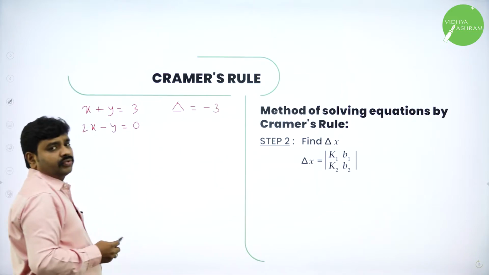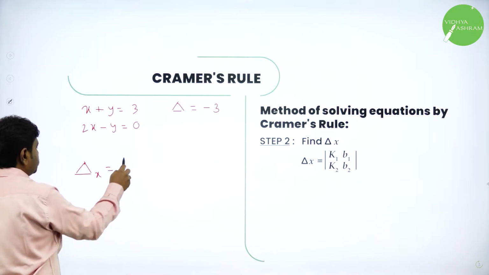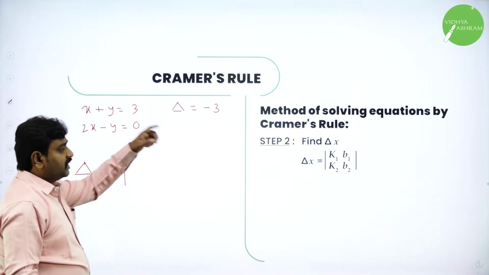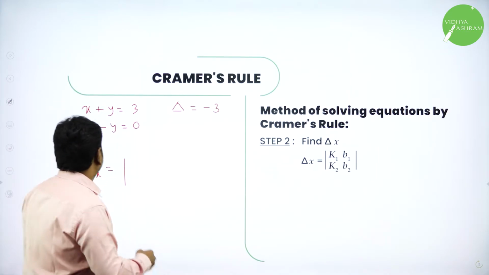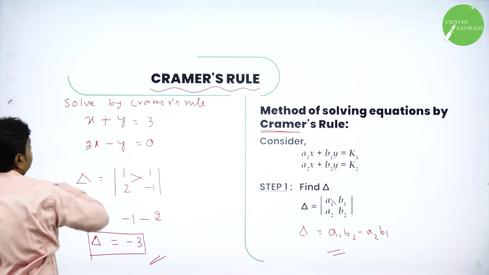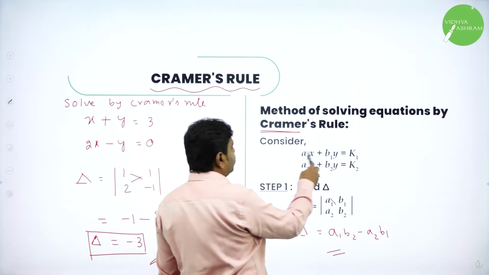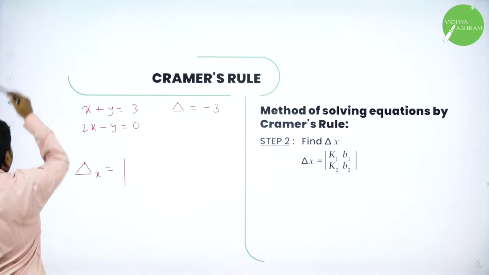Now step 2, we should find delta x, delta base x. Delta base x means in delta, replace the first column by constants. What was delta? Delta was the coefficient matrix. So if you refer, delta means the coefficient matrix, a1 b1, a2 b2. In that, a1 a2 remove and put k1 k2.